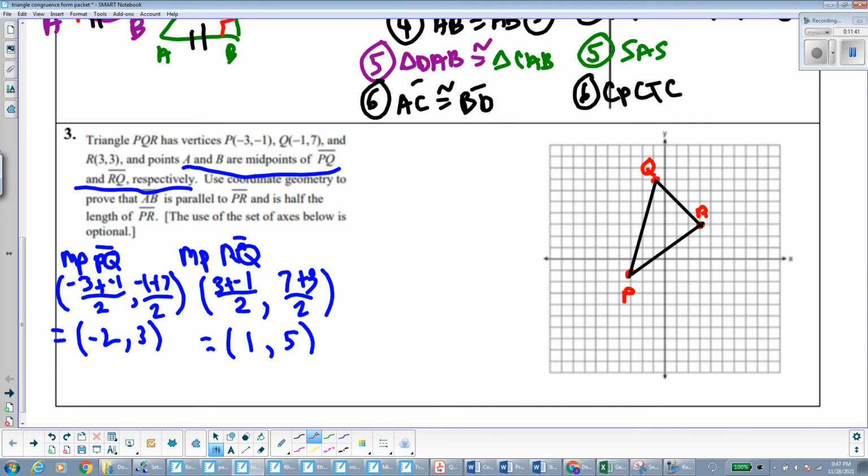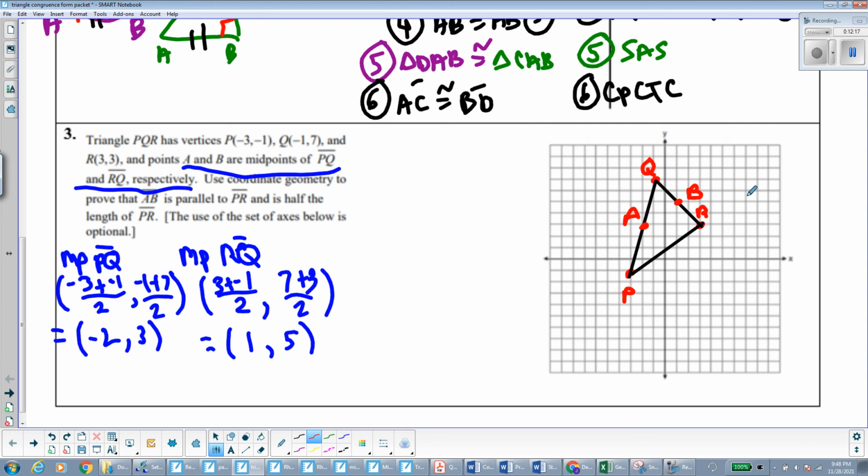So let me graph these on the graph really quickly. So -2, 3, -1, 2, 1, 2, 3. And that looks like it's in the middle of points P and Q. It should be, and I'll label that as A. Oop, that doesn't look like an A. Let me try that again. There we go. And the point 1, 1, 2, 3, 4, 5, right over here, should be the midpoint of QR, and I can label that as point B.